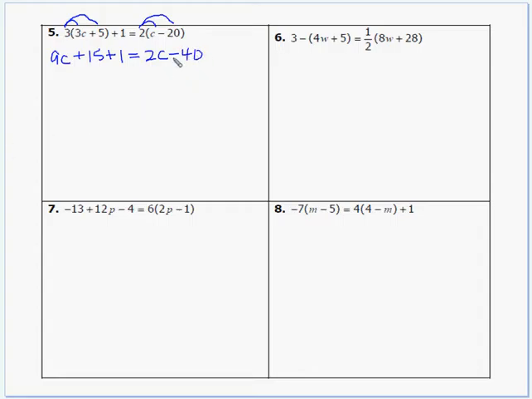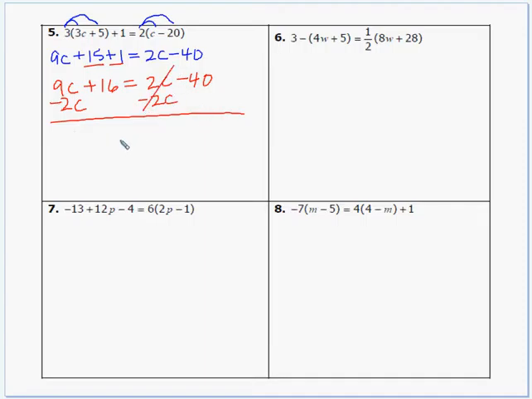I'm going to keep going and simplify as I need to. And if I look on the left-hand side, I have some like terms that need to simplify. So 9c plus 16 is equal to 2c minus 40. I'm going to pick on my little guy and try to get it with my other c. So I'm going to subtract my 2c from both sides. This will get rid of it on the original side and leave me with just negative 40. 9c minus 2c leaves me with 7c plus 16.